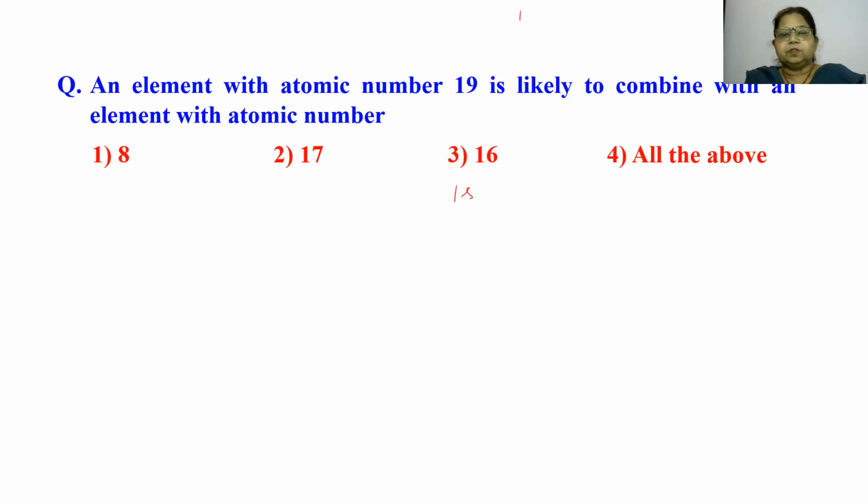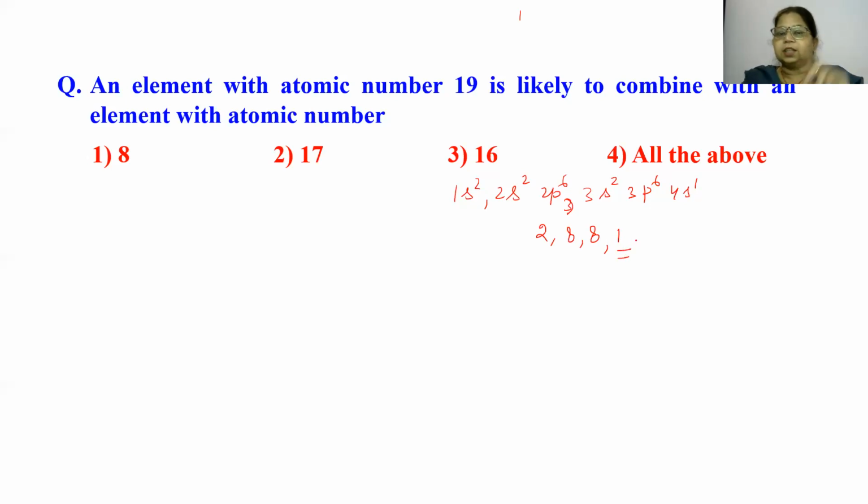See the configuration of this element. 1s2, 2s2, 2p6. Ma'am, is it 17? Okay. Yes, why not, ma'am. Yeah, but why not 16? And 8 also. Or we can simply write it as 2, 8, 8, 1.